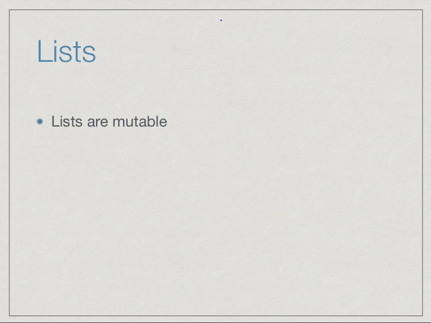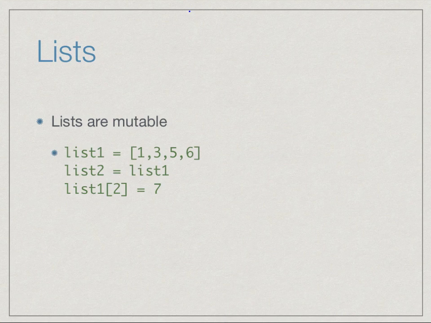So let's take a closer look at lists now. We said that lists are mutable objects. So if we have a list called list1 whose values are 1, 3, 5, 6, and then we assign list1 to the name list2, then we said that both list1 and list2, in this case because lists are mutable, will be pointing to the same list 1, 3, 5, 6.